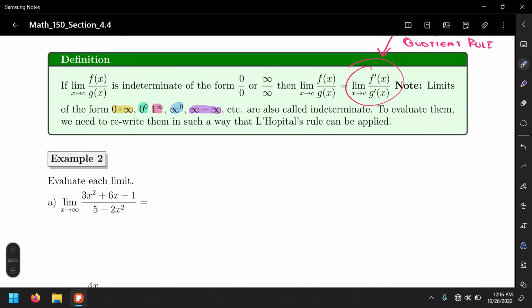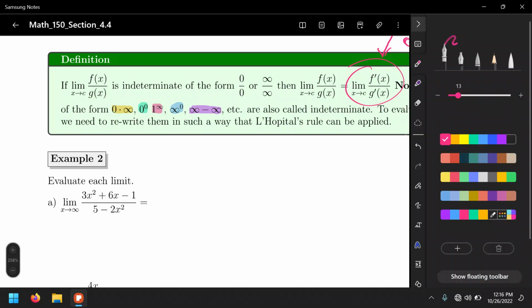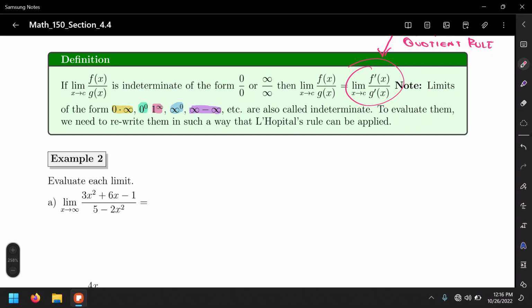Let's evaluate each limit here. Limit of 3x squared plus 6x minus 1 over 5 minus 2x squared as x approaches infinity. Of course, number one, we need to check if we have an indeterminate form. So we cannot just use L'Hopital's rule if that limit is not an indeterminate form.